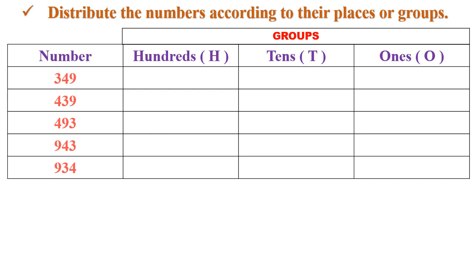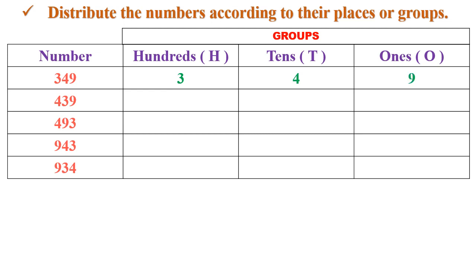Let us see here. First number is 349. 3 is in the place of hundreds. That's why we have to put 3 in the hundreds column. Now 4 is in the place of tens. That's why in the tens place we have to put 4, and the 9 we have to put on the ones place.